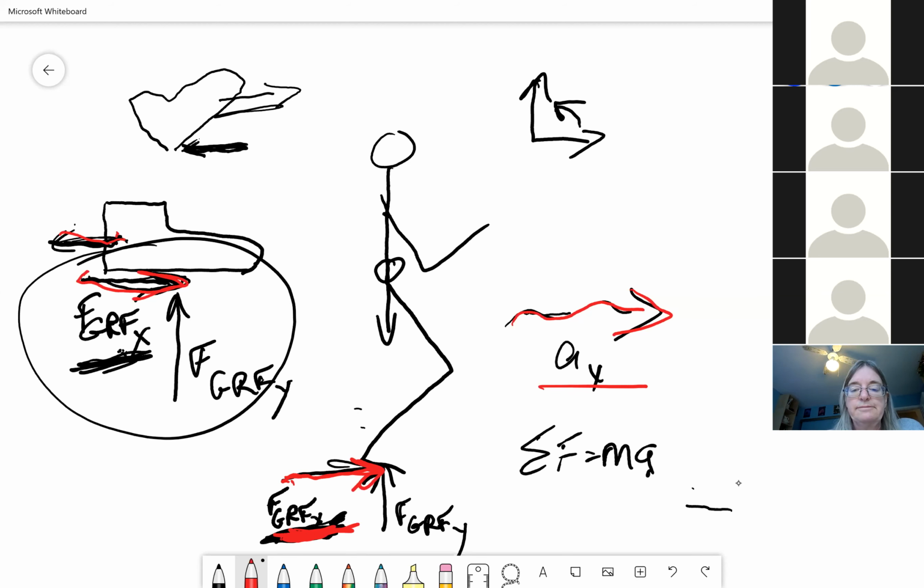Oh, okay. So that's why the horizontal portion of the ground reaction force is friction. Hmm? The horizontal portion of the ground reaction force is friction. Absolutely. On level ground, it is friction. This is friction. Absolutely.